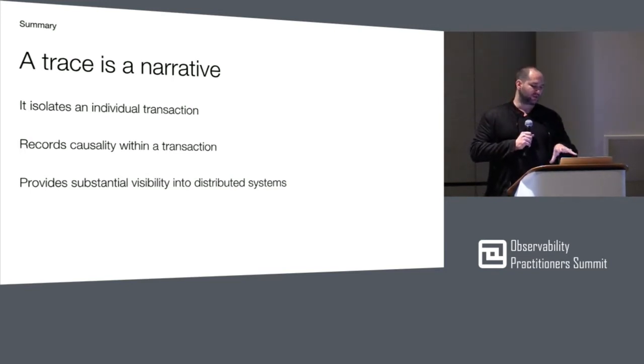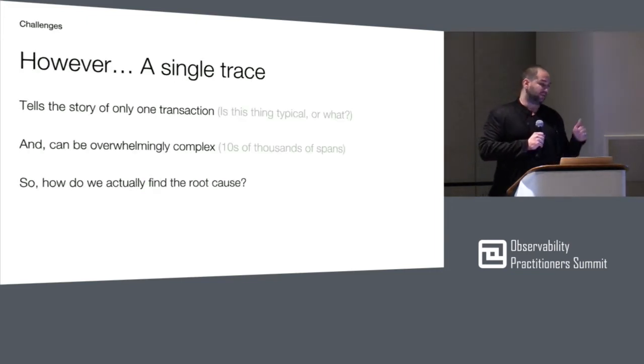And so traces are a way to isolate a transaction, view the causality, and this gives us substantial visibility into a distributed system, because without this, we have to piece all of this together via logs, maybe Grafana, and that's kind of a heroic effort. So there's some downsides. The downsides are this is a single transaction. So it's a very isolated view of the system.